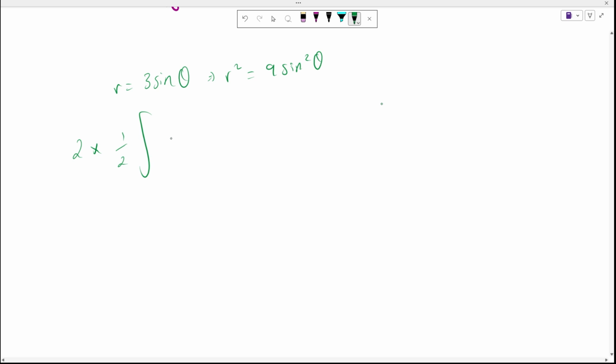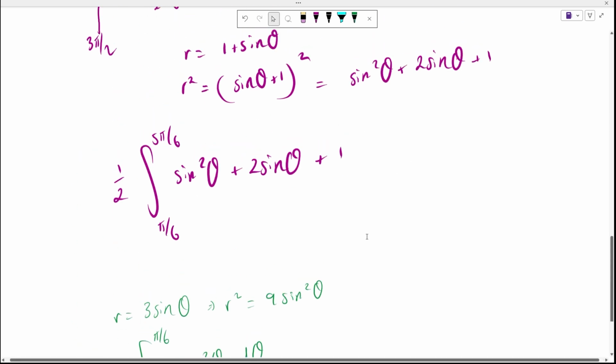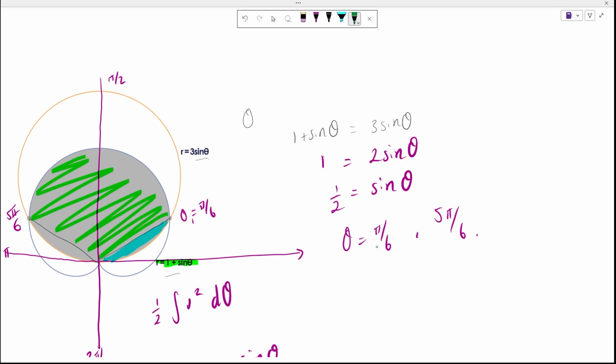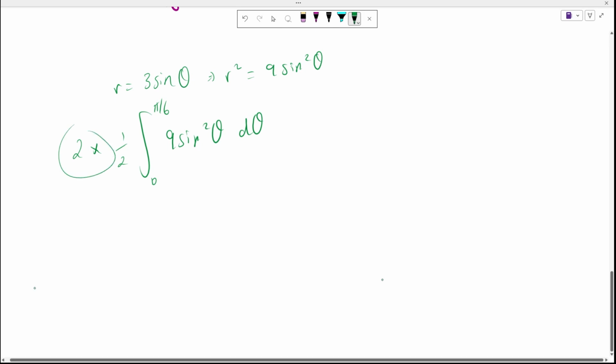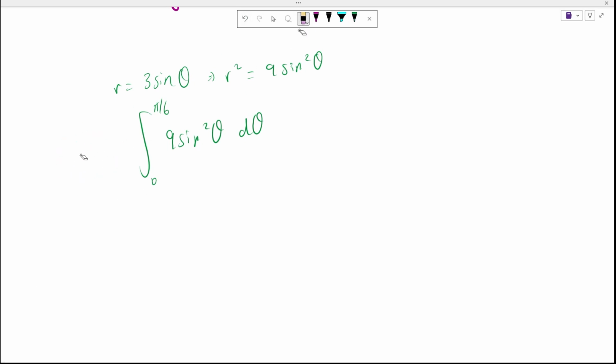So I have 1/2 times 9 sine squared theta d theta between those two limits, 0 and pi over 6. If I go back on my graph, at the beginning is 0, it goes all the way around to pi over 6, and we can just multiply that sector by 2, and that's why I've got this 2 times here. And then we can simplify this. I end up with just one integral.